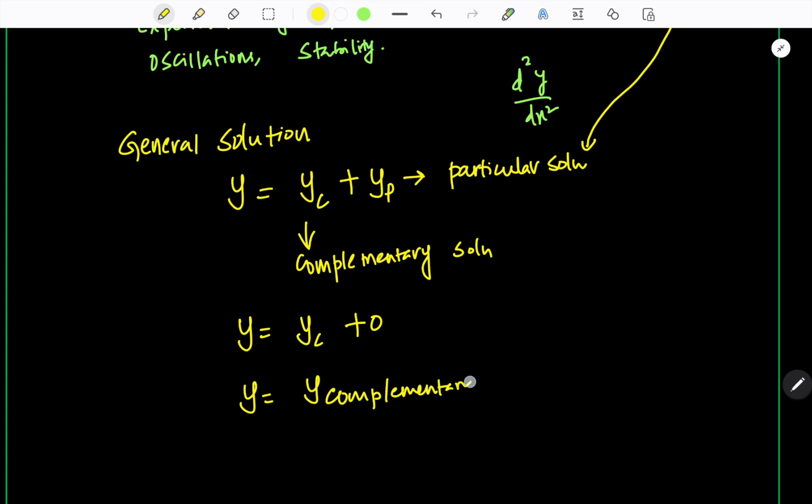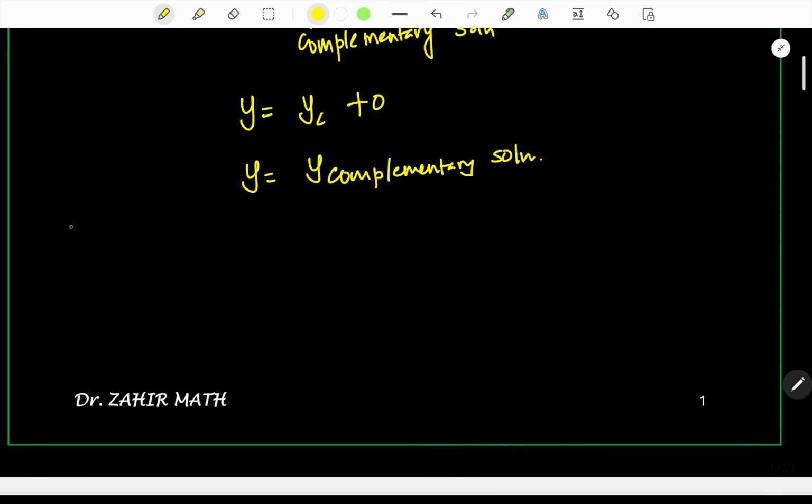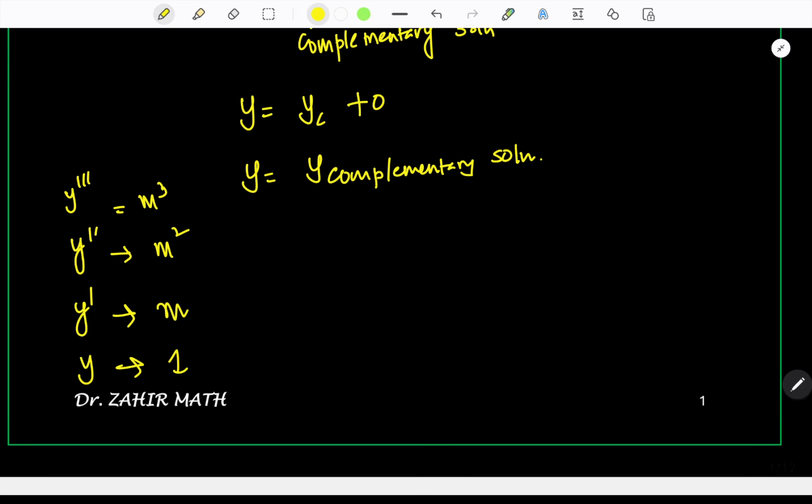To find the complementary solution, we do the following. For y double dash, you put m squared. For y dash, you put m. And for y, you put 1. y triple dash is m cubed. If you put it like this, the equation is changed into what is called the auxiliary equation in terms of m.